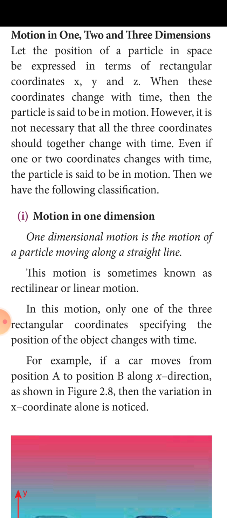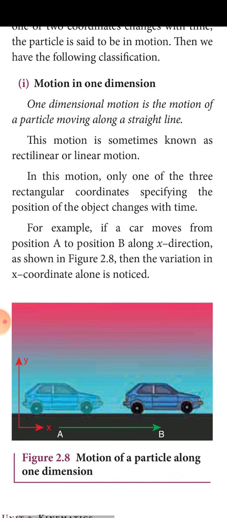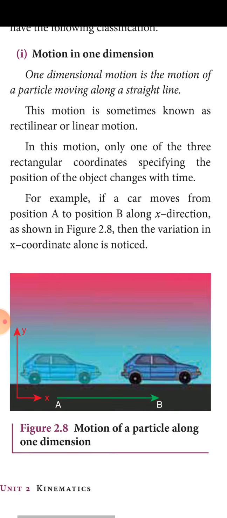However, it is not necessary that all three coordinates should change with time together. Even if one or two coordinates change with time, the particle is said to be in motion. Then we have the following classification. We are going to see first motion in one dimension.